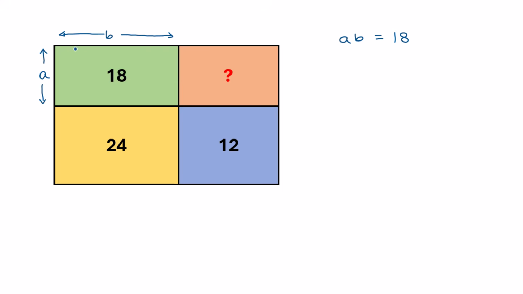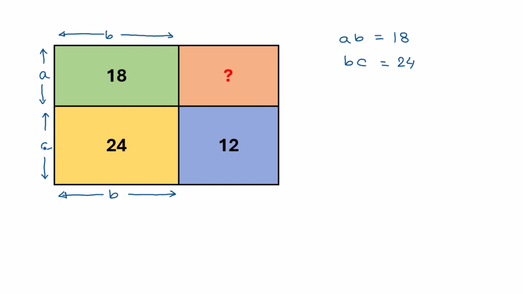Again, this length is B, so this length will also be B. So the length of this yellow rectangle will be B and consider the width of this rectangle as C. Again, the area of this rectangle will be B times C, which is given as 24. So B times C is equal to 24.